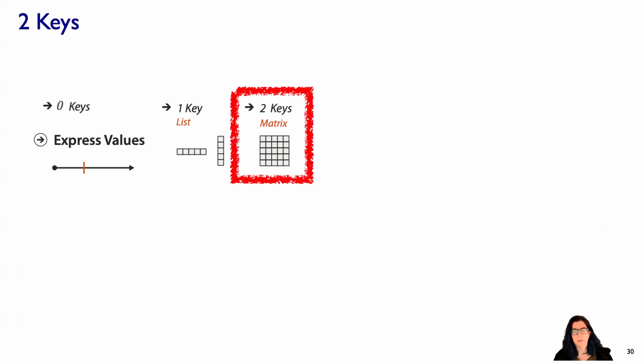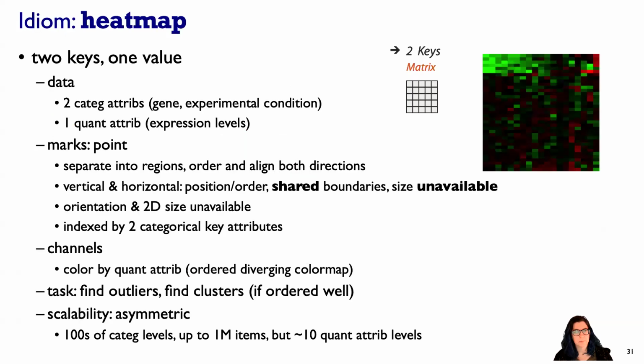All right, let's move on to two keys. Now we're in a situation where we aren't thinking of things as just lists. We're really thinking of a matrix, of a grid. And the classic example of that is a heat map. Sometimes these are called tiled heat maps.